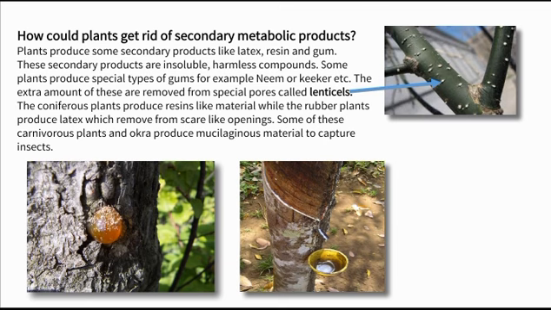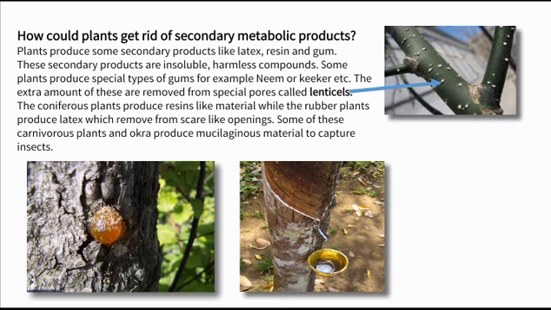How could plants get rid of secondary metabolic products? What are the secondary metabolic products? The primary metabolic products are carbon dioxide as a part of respiration and oxygen as a part of photosynthesis. So what are the secondary metabolic products? We all know that resins, latex, rubber, a white milky material, these all are secondary metabolic products.